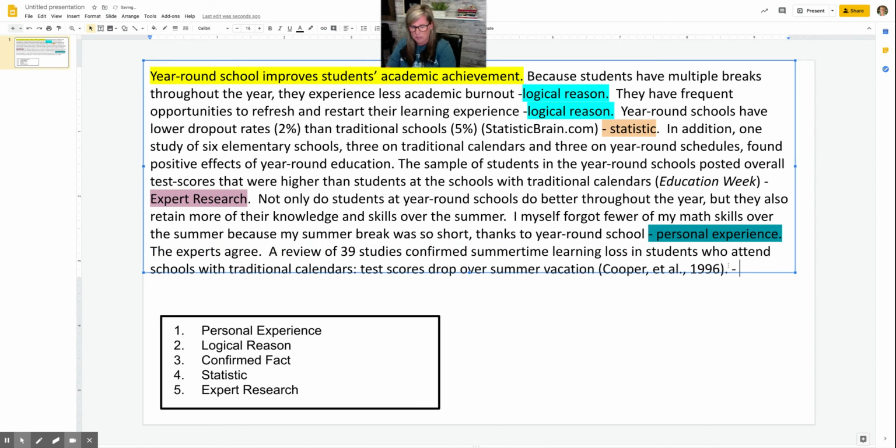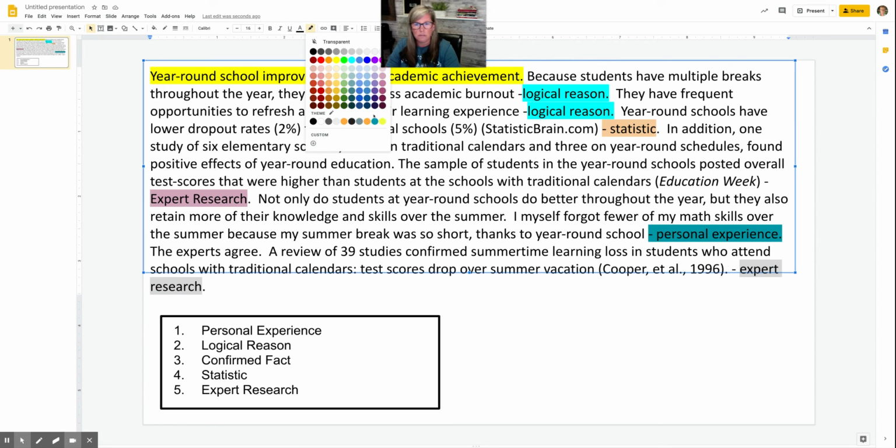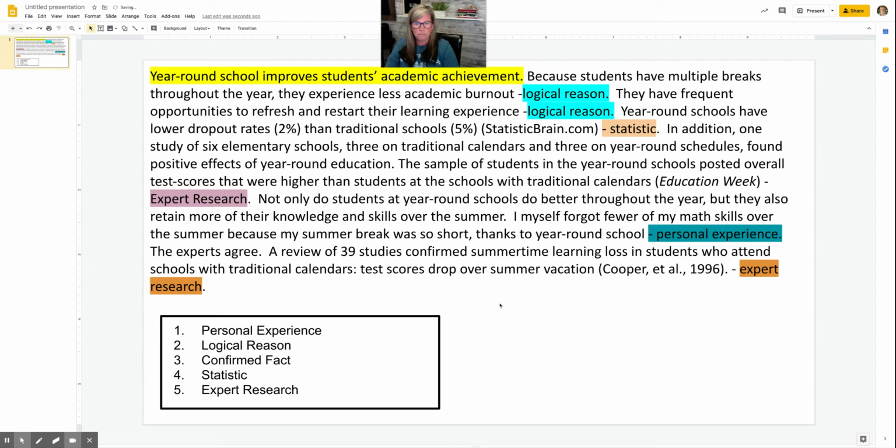I'm going to put this as expert research. Oops, let's fix that spelling. Research, and I'm going to make this a different color so I can see that there are multiple types of evidence included. Let's make this one kind of an orangish color.